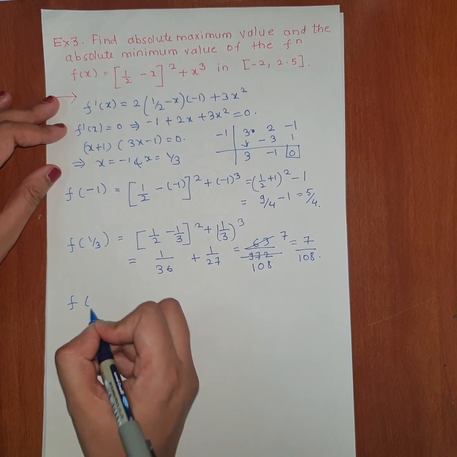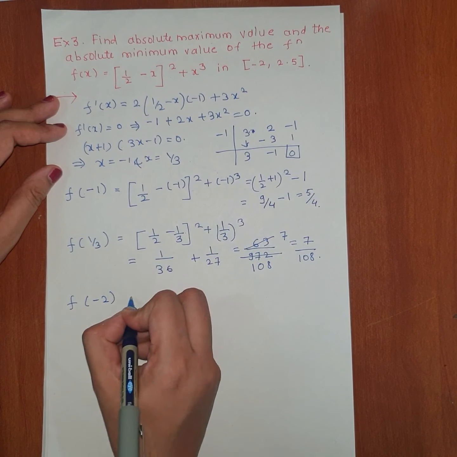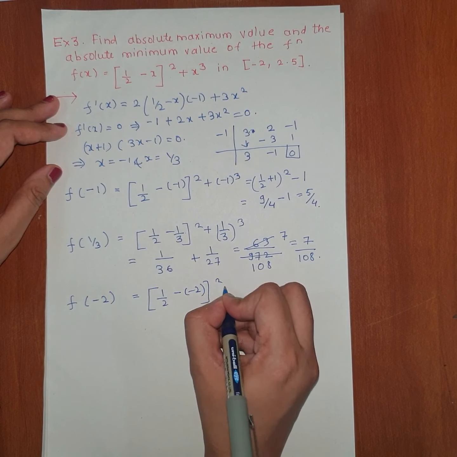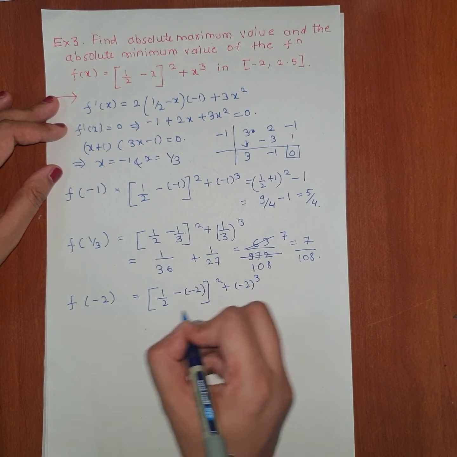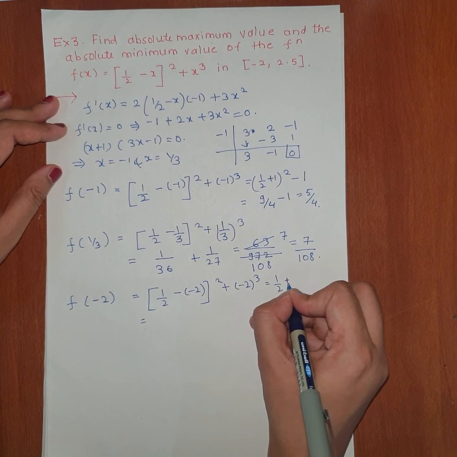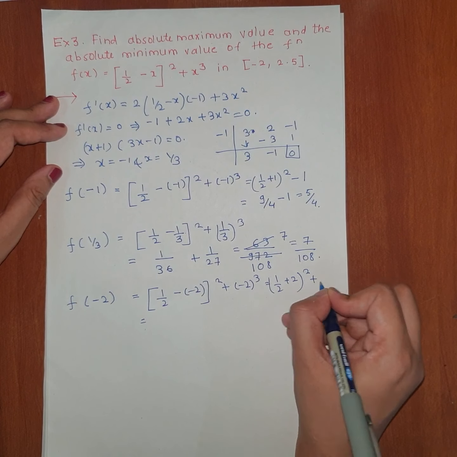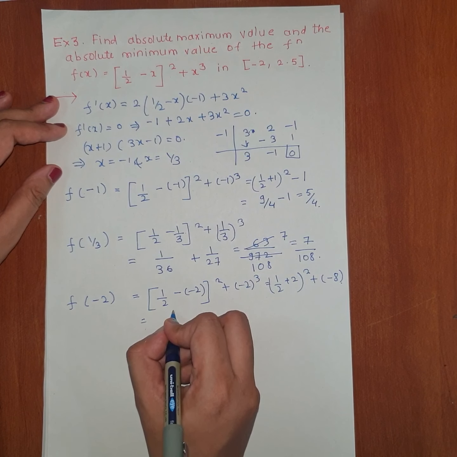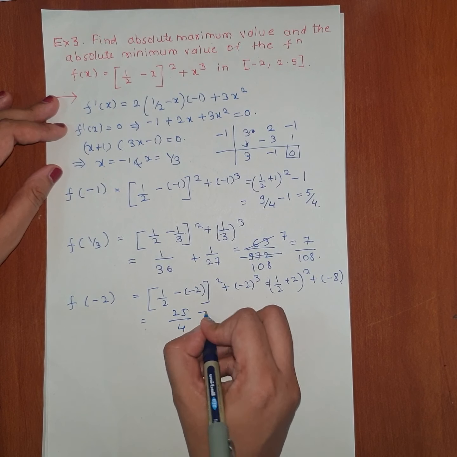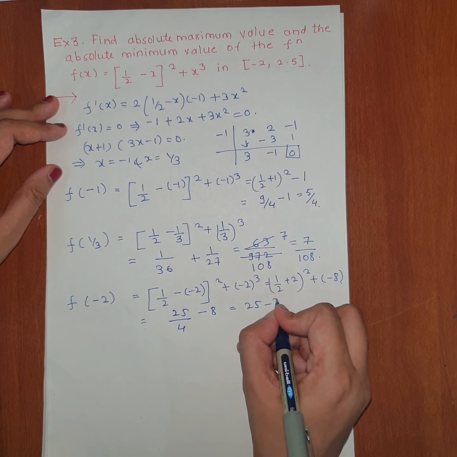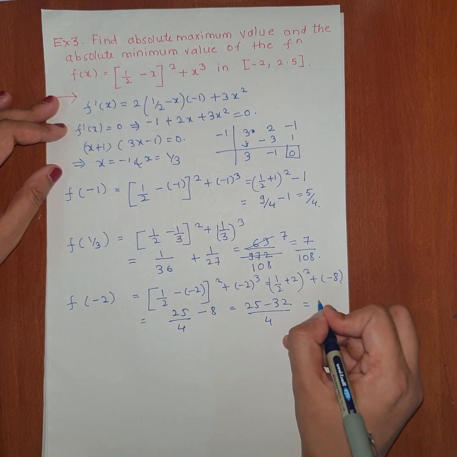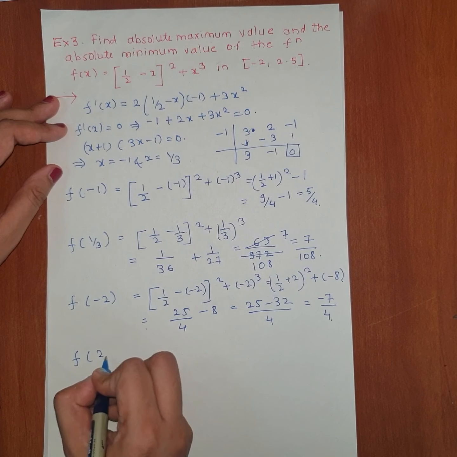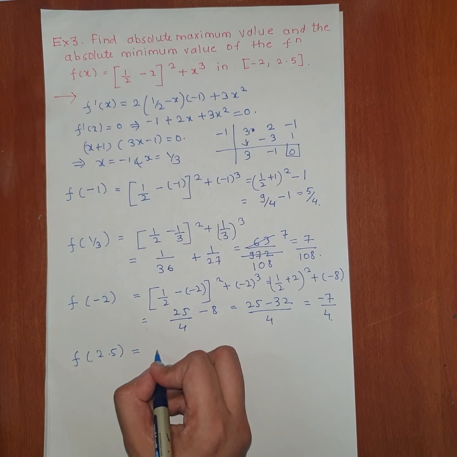Now we check at the point x equal to minus 2, which is equal to (1 by 2 minus minus 2) square plus (minus 2) cube, which is equal to (1 by 2 plus 2) bracket square plus minus 8, which is equal to 25 by 4 minus 8, which is nothing but 24 minus 32 divided by 4, which is equal to minus 7 by 4. Now lastly we have to check the value of the function at the point x equal to 2.5.